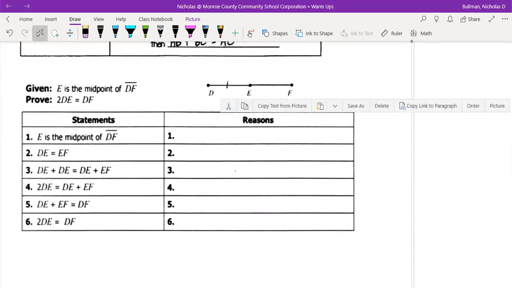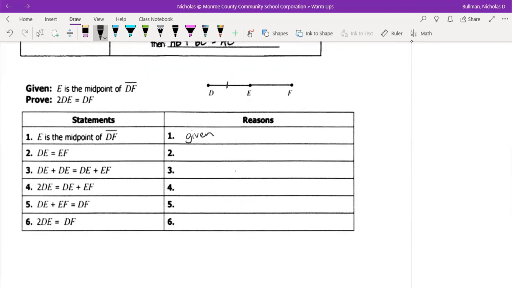So E is the midpoint of DF. Well, that is given. And I'm going to go up in here and mark just what I'm thinking here. So in this case, if E is the midpoint of DF, that means DE has to be congruent to EF. Or, well, if I look at statement 2, that's exactly what I stated, except with equals. So this is our definition of a midpoint.